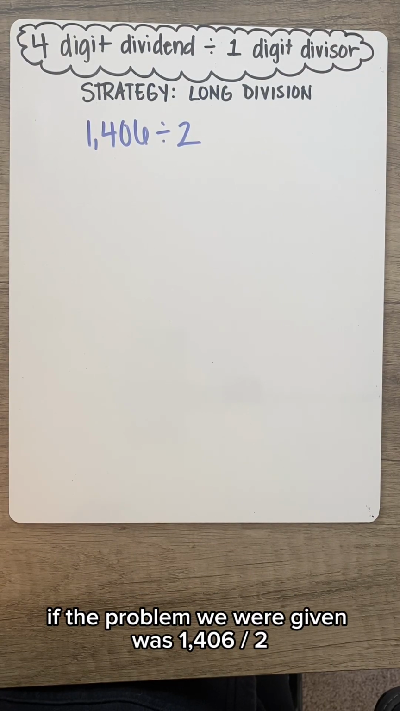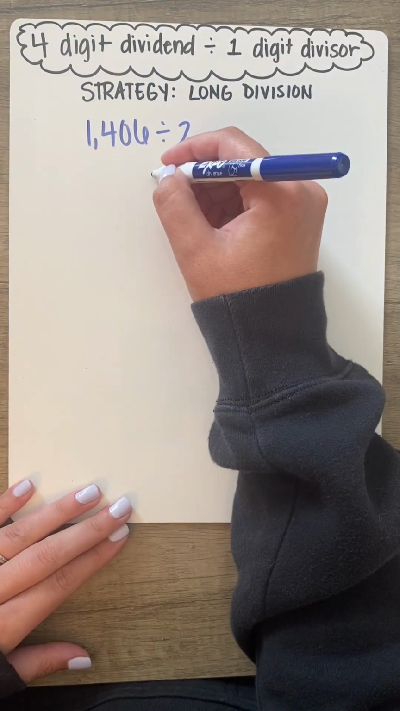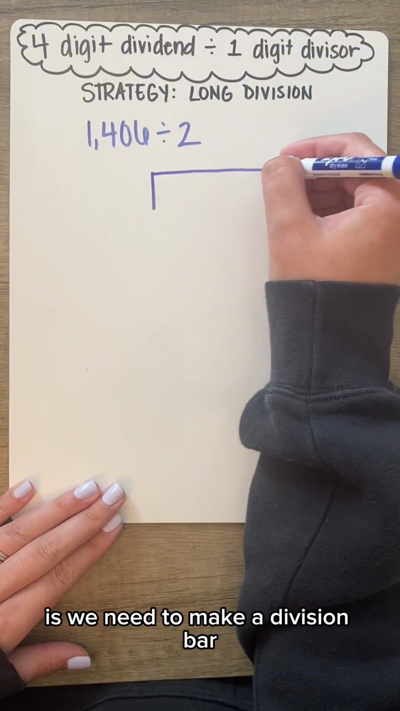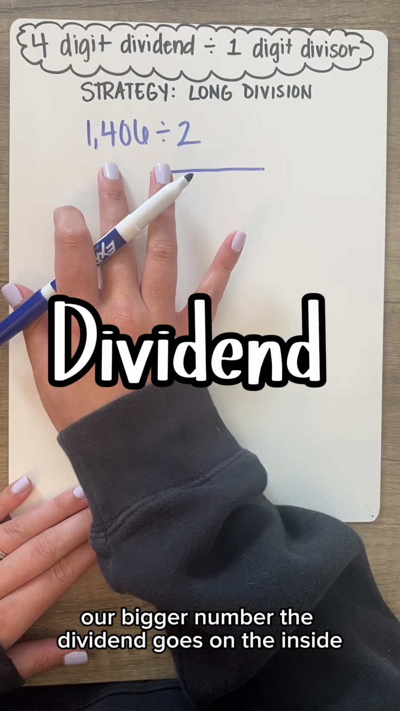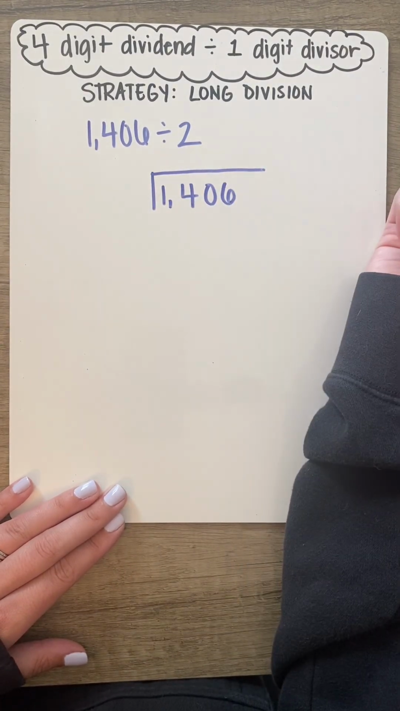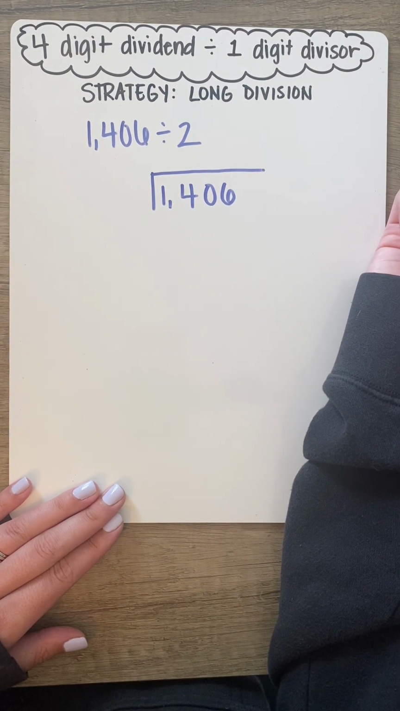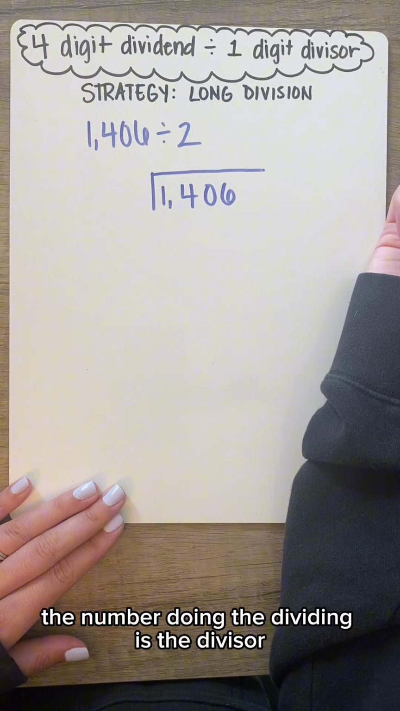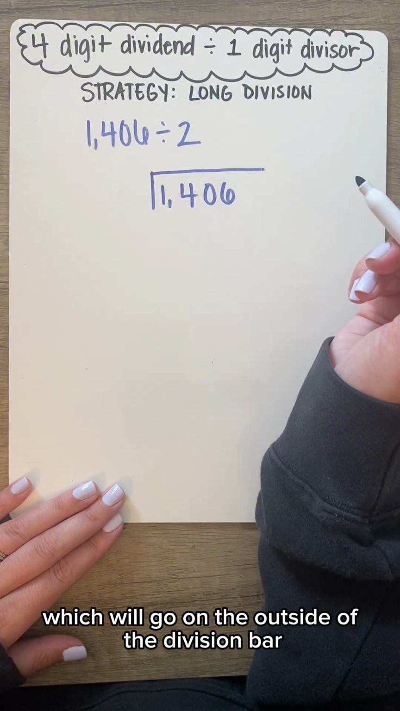If the problem we were given was 1,406 divided by 2, the way we would set it up with long division is we need to make a division bar. Our bigger number, the dividend, goes on the inside. That's the number that's being divided, is the dividend. The number doing the dividing is the divisor, which will go on the outside of the division bar.